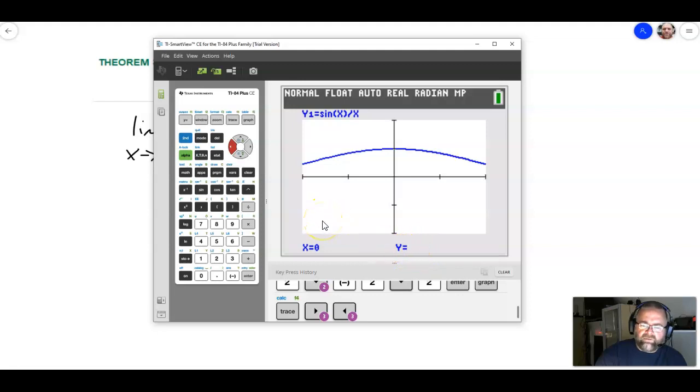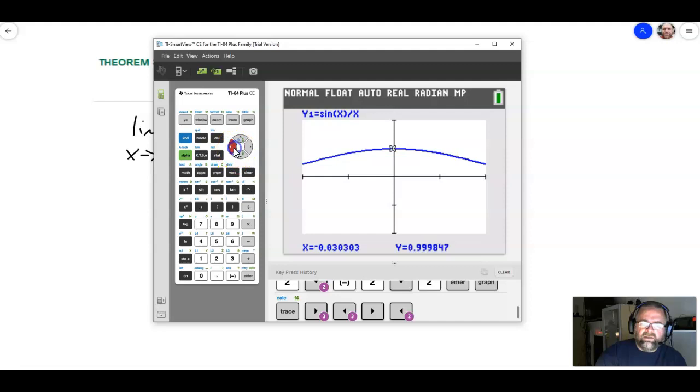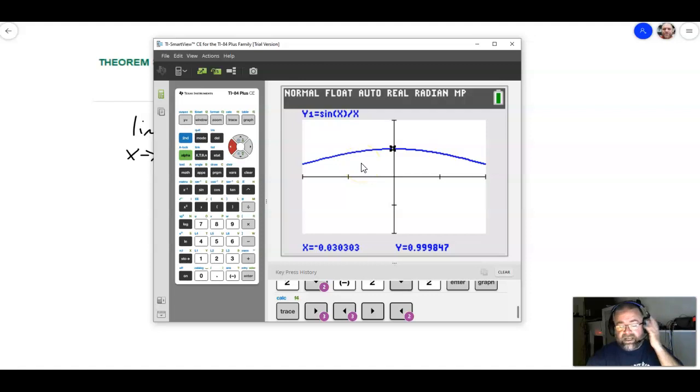But remember, we're only looking for the limit, so we don't care if it's defined at 0. We just care about what y value it's approaching from both the left and the right. We can see just a little bit to the right of 0, at 0.03, we have a value of y that's really close to 1. And if we look from the left, at -0.03, that value is also really close to 1. So this gives us great graphical evidence that the limit is actually equal to 1, but it doesn't really prove it.